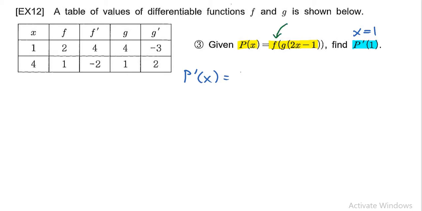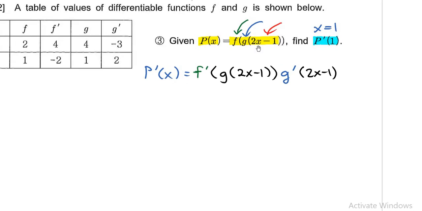So p prime of x equals, alright, so once again I have a composite function, and for composite functions I always look to the outside function first. So that's going to be f prime. So when I take the derivative, that will be f prime, and then I need to copy out the rest of the problem. And then the chain rule states that I need to take the derivative of the inside function. So the inside function that comes first in this composite function is g, so it would be g prime, and then I would copy out the rest of the problem, which is 2x minus 1. And then finally, the chain rule states that I need to continue taking the derivative of the inside term. So the derivative of 2x minus 1 is going to be 2.